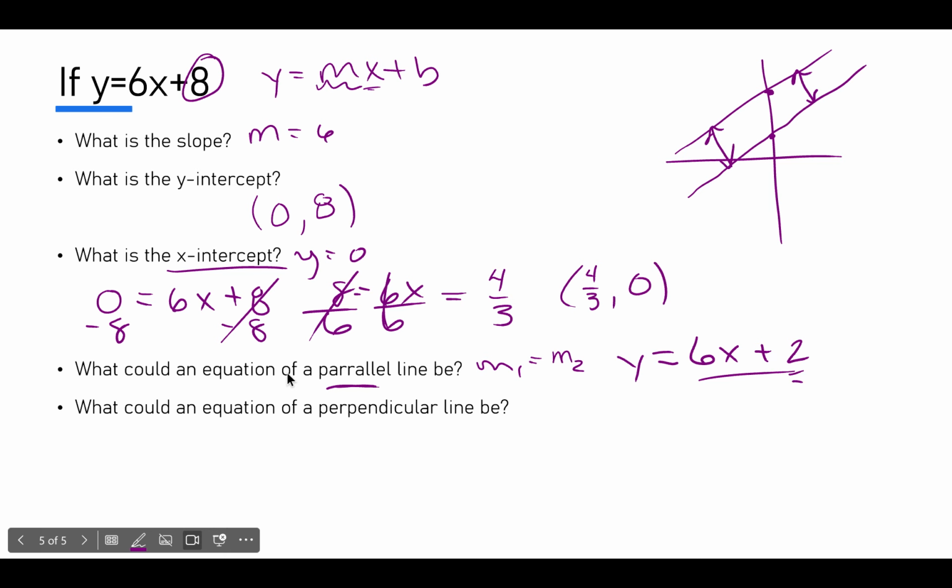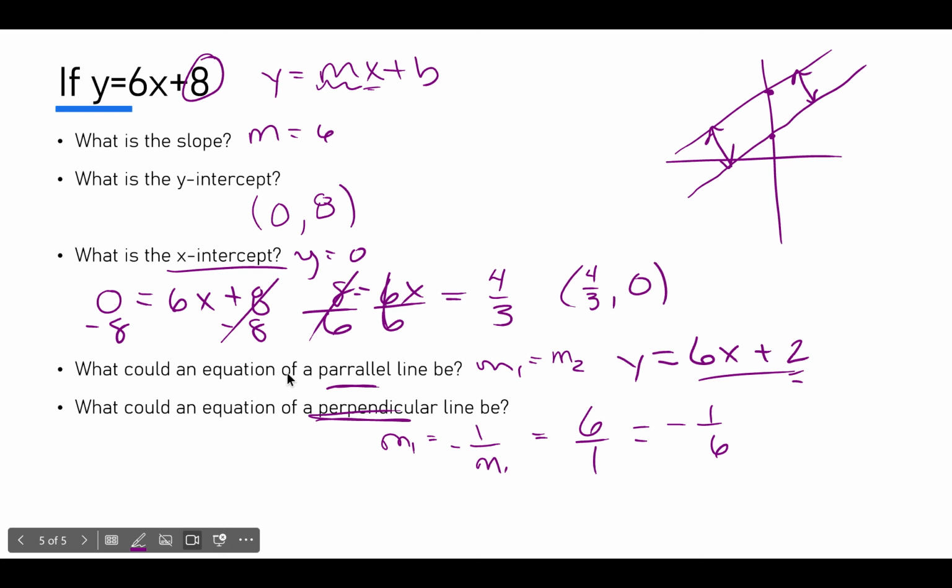If I'm asking for an equation of a perpendicular line, so to be perpendicular, you take your original slope, you flip it, and change the sign. So if my original slope is 6, that would be saying 6 over 1. So if I flipped it, it'd be 1 over 6, and it was positive. Now I'm going to make it negative. So negative 1 over 6.